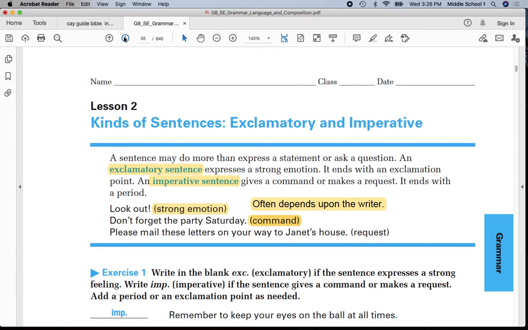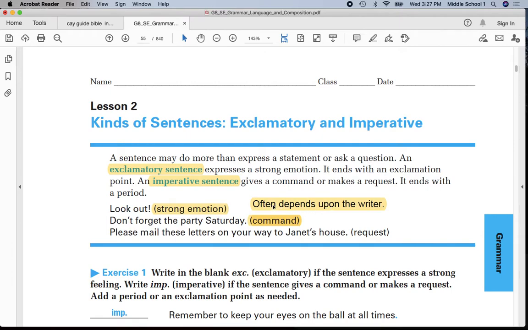Turn to the back side. It should say, kinds of sentences, exclamatory and imperative. Now on my paper, I put a note: often depends upon the writer. Sometimes you might say, well, I don't think it's a command. I think it's an exclamation. Or you might say, I don't think it's an exclamation. I don't think it contains strong emotion or feeling. I think it's a command. So oftentimes it depends upon the writer.